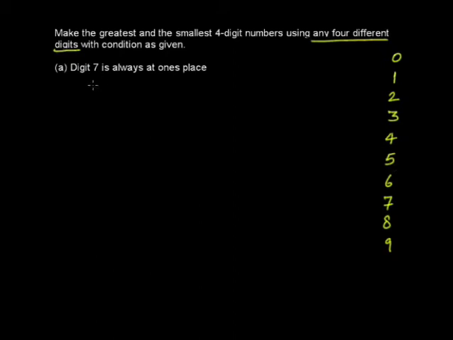So in this question it says that digit 7 is always at ones place and we have to form 4-digit numbers. So that means there would be 4 places: ones place, tens place, hundreds place and thousands place. The condition says that digit 7 is always at ones place, so we'll write here 7.